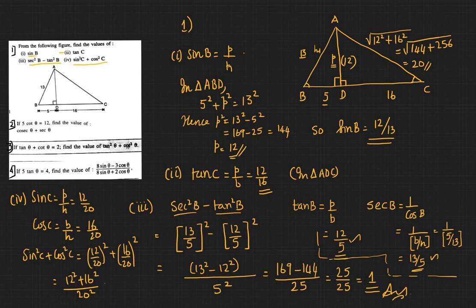So you should have got this as 1, and straight away, because you know that square root of 12 squared plus 16 squared is 20. So 12 squared plus 16 squared would be nothing but 20 squared. And yeah, or you could square it and add it and see for yourself. You'll get 1.